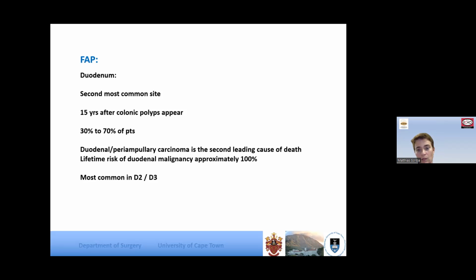So definitely worthwhile to not just look at the colon or the remnant of what's still there. Please remember your upper scope. And as Matt said, most commonly in D2, we did have a few here in D1, but D2 and D3, that's where you need to look.